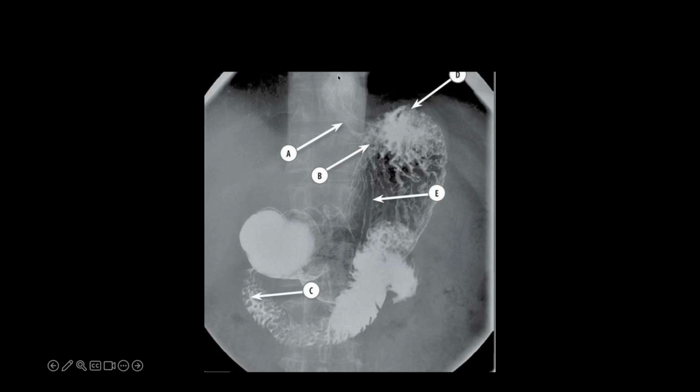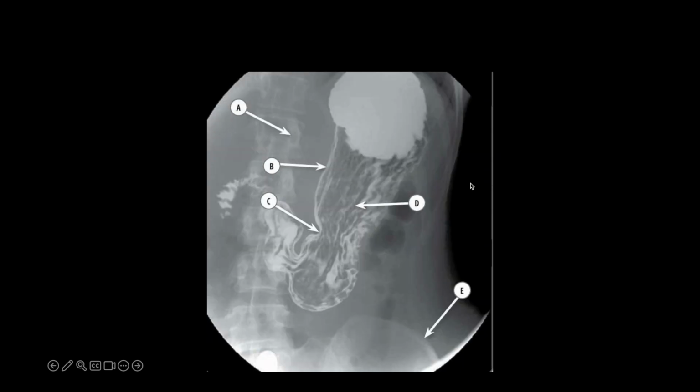So A would be the distal esophagus. I think it's quite hard to say where the diaphragm is on this, but because they've got two arrows, this would be the distal esophagus. This would be the cardia of the stomach, fundus of the stomach, body of the stomach, antrum, pylorus, and then C would be the second part of the duodenum.